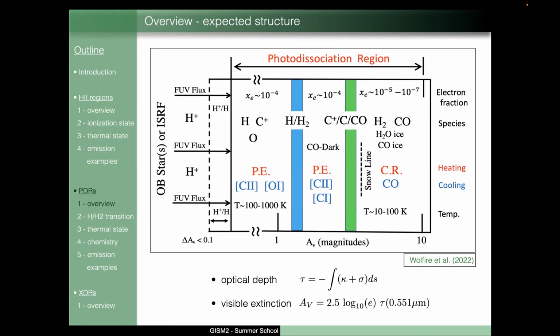And on top of this thermal structure, the PDR seems to show some chemical transitions. So first, at some point, we see that there is a transition from atomic to molecular hydrogen, okay? But at another point, we see that there is some kind of transition, which is called the C+ to CO transition, where we switch from a medium where most of the carbon is in C+ to a medium where most of the carbon is in CO.